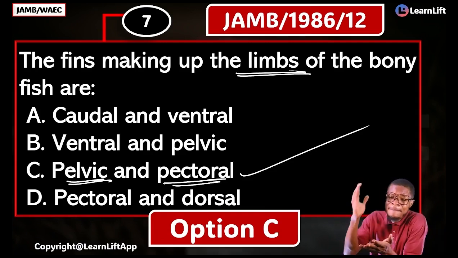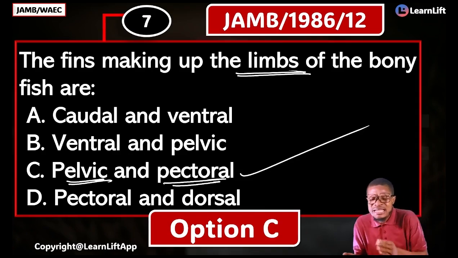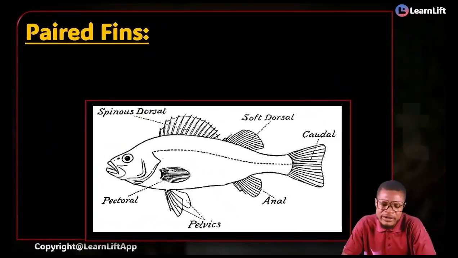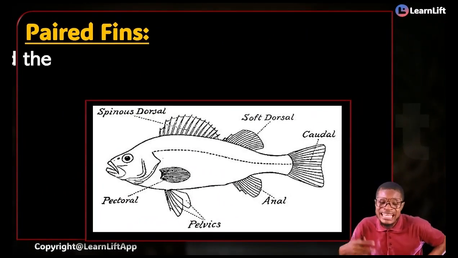Are you seeing it now? The fins making up the limbs. What is the answer? The pelvic and the what? The pectoral. You get that very fast. Let's start with the paired fins. They are divided into 2, right? The pectoral and the pelvic.